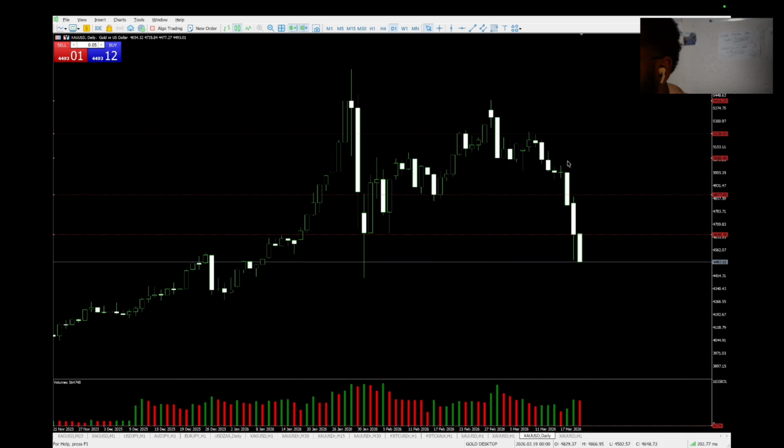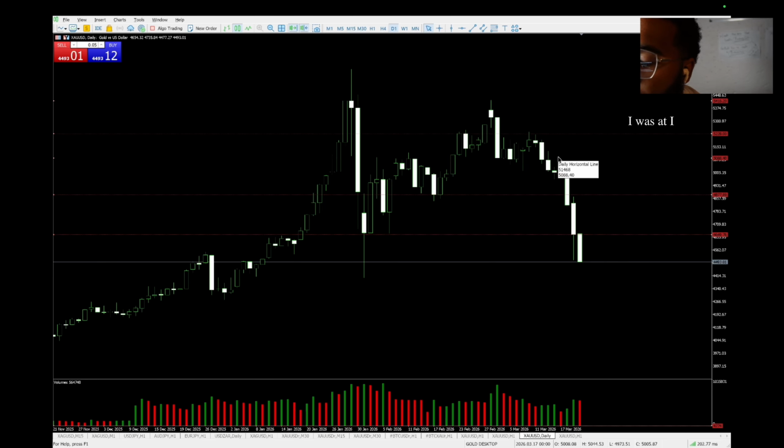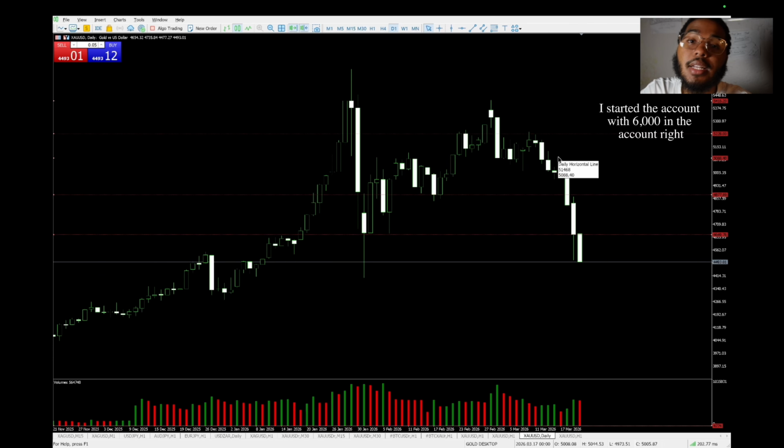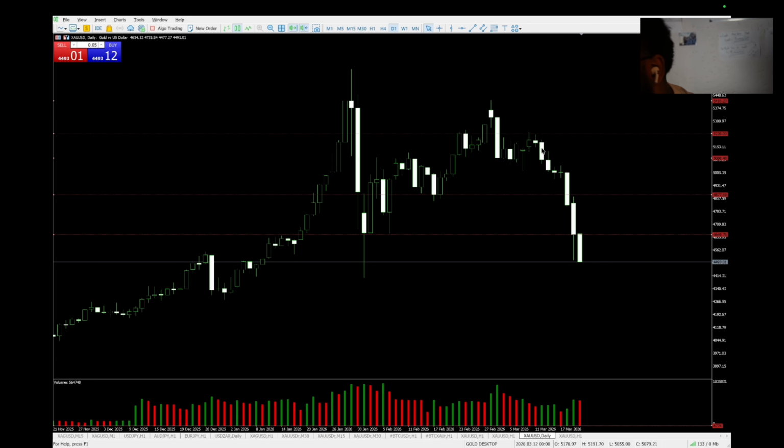Significant. I'll be honest with you, I started the account with 6,000. It's not that much money. I managed to get the account to 16,000 before I took this trade here, where I placed a buy. Price goes down, and I cashed out around this level here.